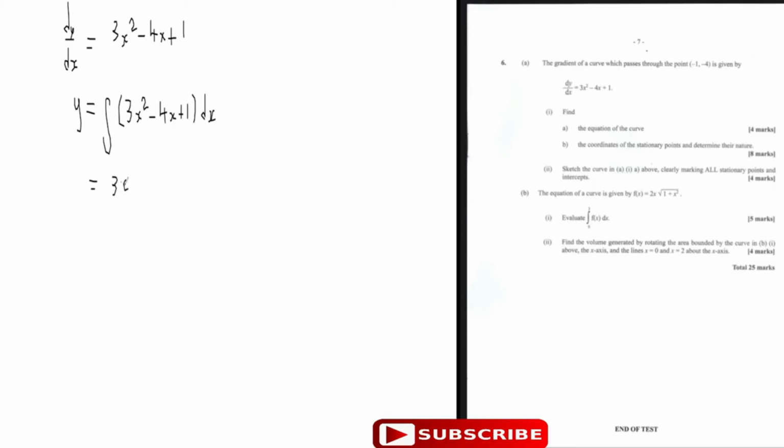You get 3x cubed over 3, minus, add 1 to the power, you get 4x squared over 2, plus 1, that's just x. Alright, plus some constant c. Alright, and that's the equation of the curve. If you want to go ahead and simplify it, you're going to see that y is actually just x cubed minus 2x squared plus x plus c.